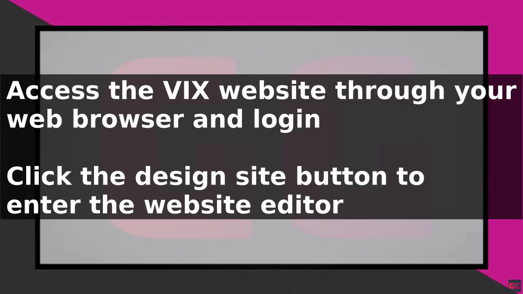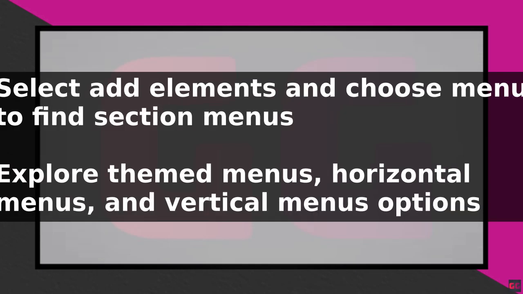To add a drop-down menu in VIX, start by accessing the website through your web browser. Once on the home page, click the Login button and enter your email and password to gain access to your account. The account dashboard can be customized to suit your needs, and you'll find a Design Site button that takes you to the website editor.